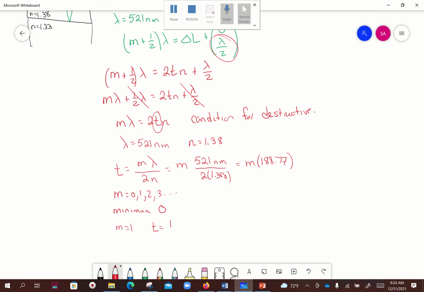m equals 1 is going to be, thickness will be 1 times 188.77. And let's see, I got 3 sig figs, so let me round that to 189 nanometers. All right, if I go to higher m's, there'll be higher thicknesses of films, and they'll all satisfy that condition that I won't see that color of green light. But the thinnest is either 0, no film at all, or 189 nanometers.